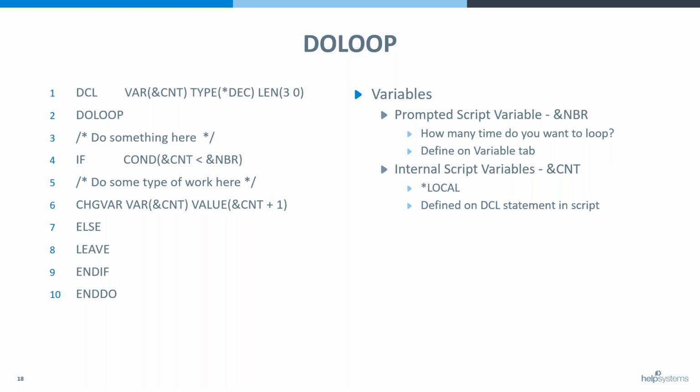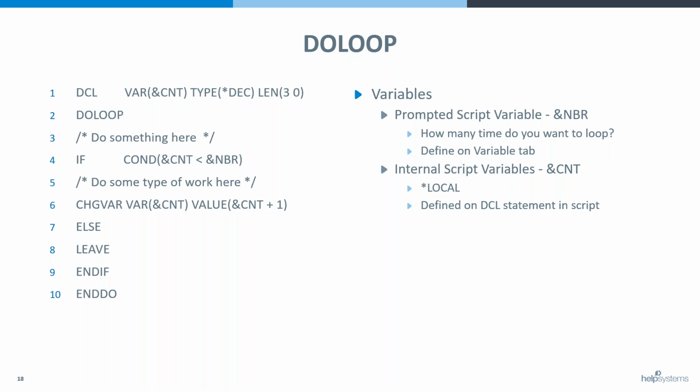This variable is defined very similarly to the way you would in a CL program by doing a declare. And that's what line 1 does, it declares the internal variable inside of the script. And it's just a decimal 3, 0. We only expect some kind of number, an incremental count to happen. And then we use that variable, that &CNT, later on in the script, and we actually change its value there on line 6. What we're doing is the user is providing a value for &NBR. And let's just say they said 10. I want to run this thing 10 times.